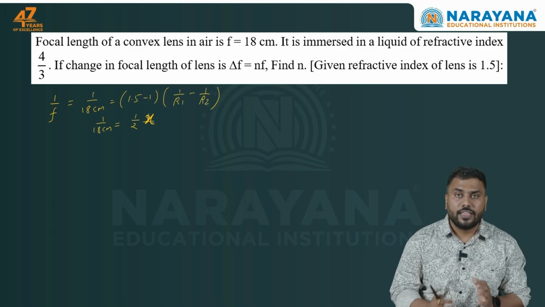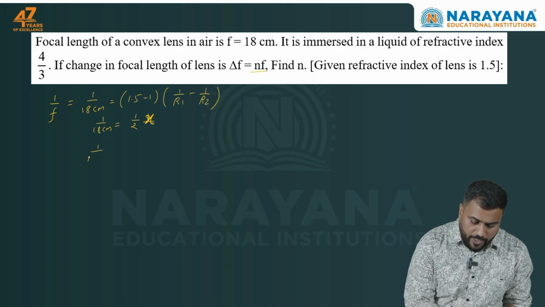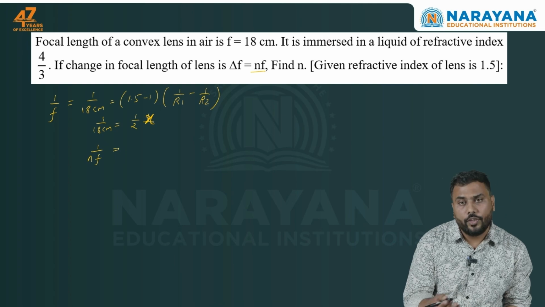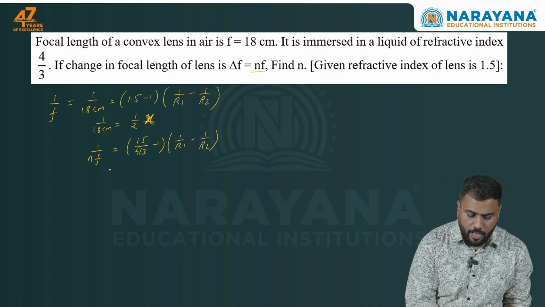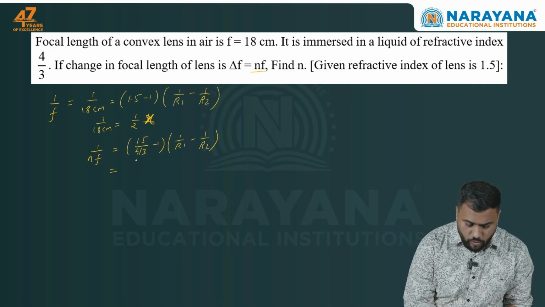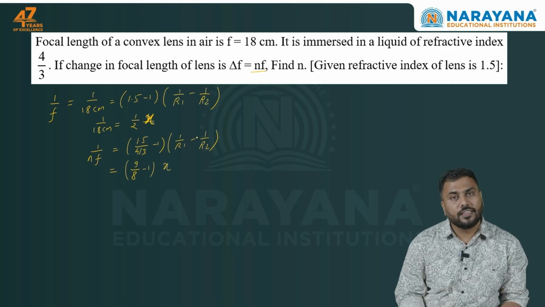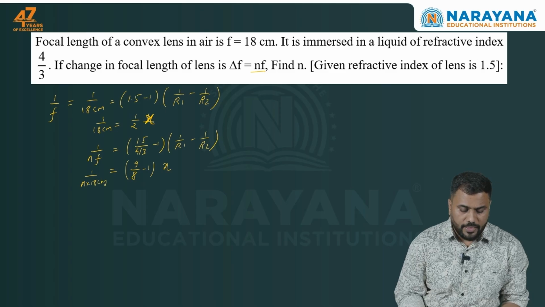For the second case, when this lens is kept in a liquid, the effective focal length, in the question they are providing, is n into f, that is n into 18 centimeter. It should be mu of the lens, which is 1.5, upon mu of the medium, refractive index 4 by 3, minus 1, into the same expression 1 by r1 minus 1 by r2. 1.5 is 3 by 2. 3 by 2 upon 4 by 3 is going to be 9 by 8, minus 1, and this expression I am again calling x. This f is again 18 centimeter, so I am going to write this as 18 centimeter.